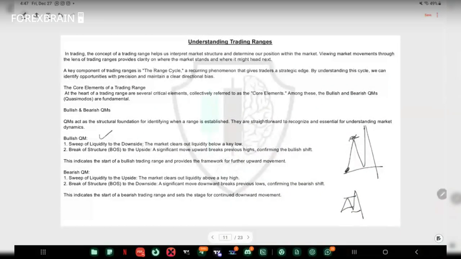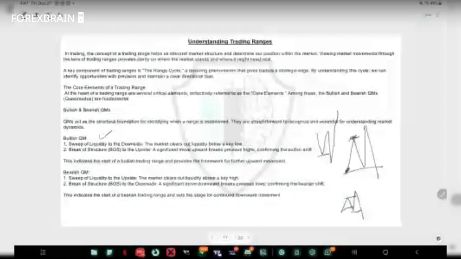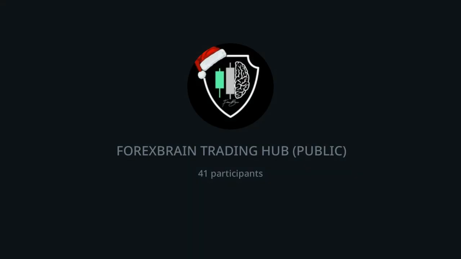Sweep of liquidity to the downside for a bullish environment. And then what did price do? Break structure to the upside. It's as simple as that. A sweep to the downside, a break to the upside. That's the core fundamental of what we call the trading range cycle. Do you understand? This is the first thing you would really want to see anytime you get to the chart. So that's that.